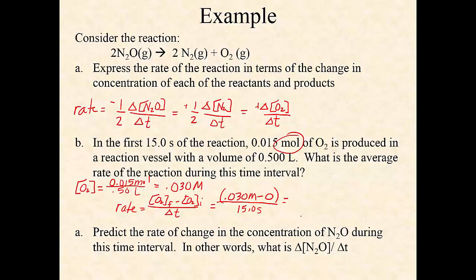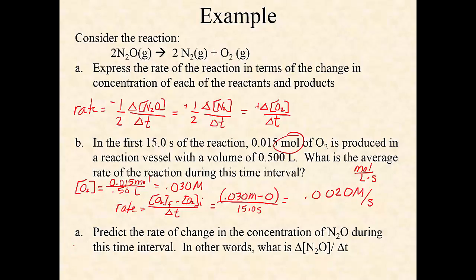So then you just plug it into the calculator, and you have a rate of 0.002, and what's your units? This was the change in molarity per second. You can have molarity, or a lot of times you just see it as moles per liter per second, because moles per liter is molarity. These mean exactly the same thing. You're going to see it both ways.